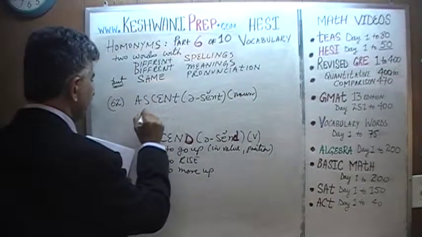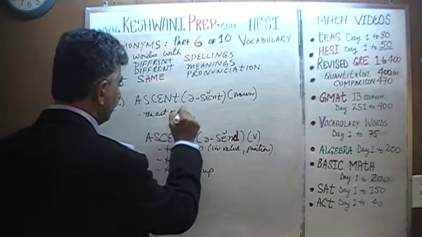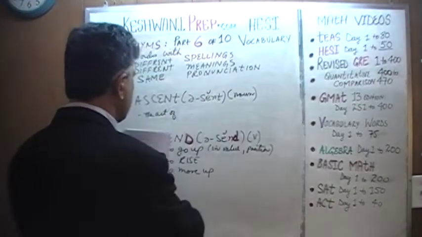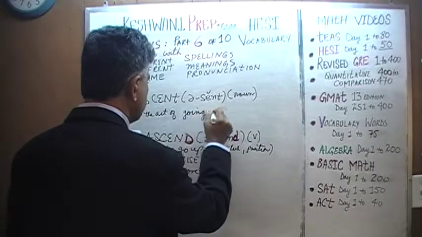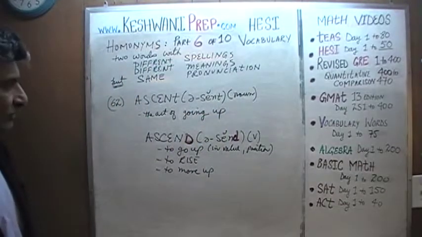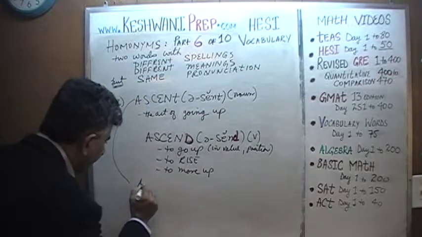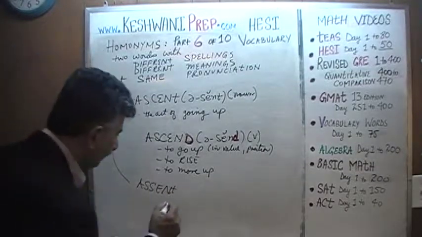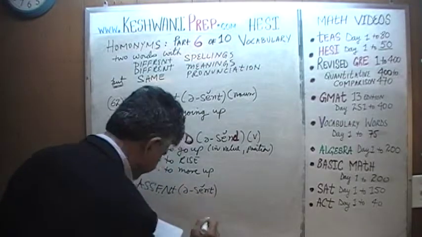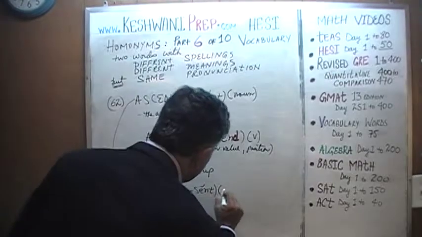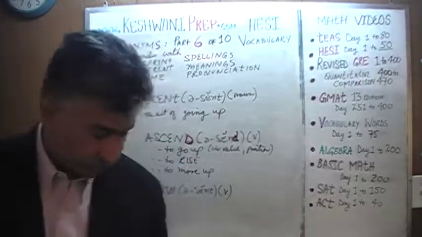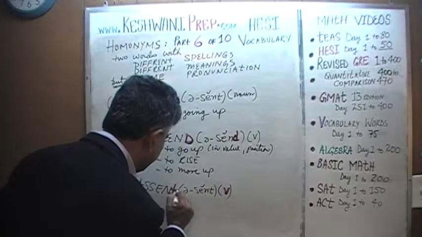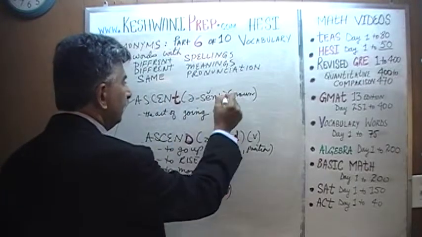Which is the act of going up. So we have that ascent, which is the act of going up, and then we have this assent, A-S-S-E-N-T, which is also of course pronounced in the same way, which is why they call them homonyms. Assent is a verb. I shouldn't have said which is also a verb. Rather, this one is a verb, while the one spelled with a T happens to be a noun.